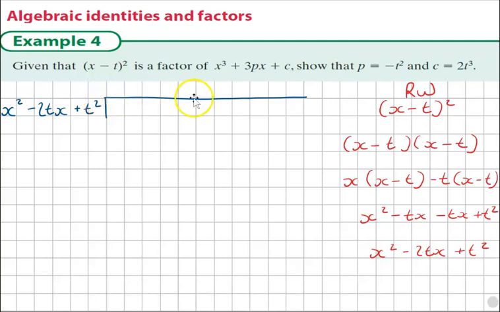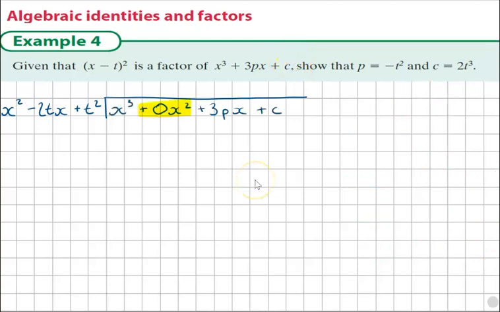So we set up our algebraic long division bus stop, and instead of x minus t all squared as our factor, we're going to have x squared minus 2tx plus t squared. So this is our factor. So this is going to divide into x cubed plus 3px plus c. I'm going to add in a 0x squared because there is no x squared term.